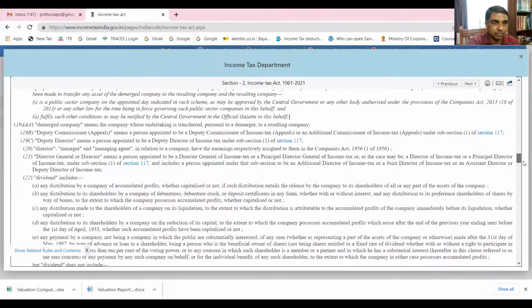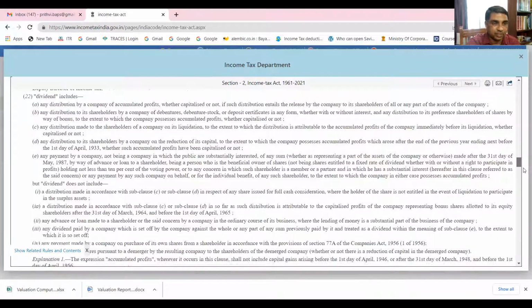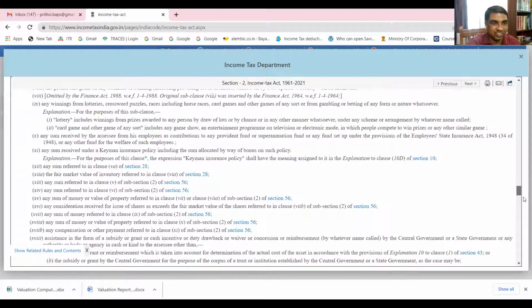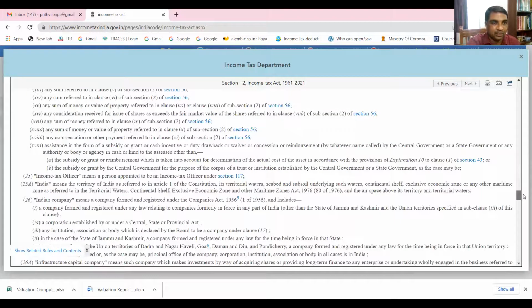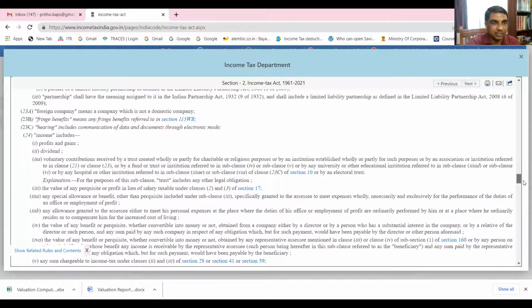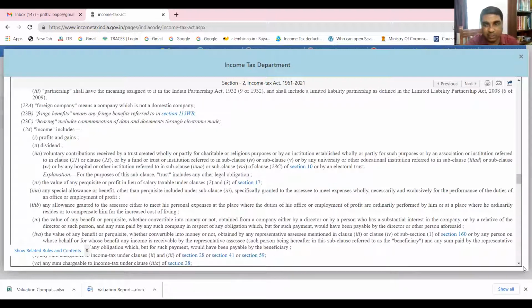So section 2 clause 24. Yes, that is what I am looking for, clause 24. Now just have a look and tell me what kind of definition it is. Is it an inclusive definition or an exclusive definition? Inclusive. Inclusive definition. That means income has not been exhaustively defined in the Act itself.